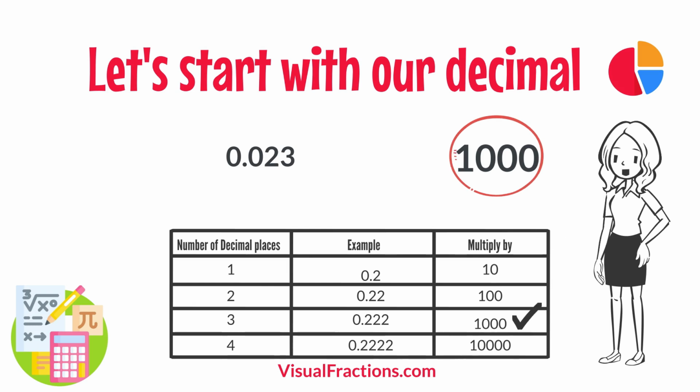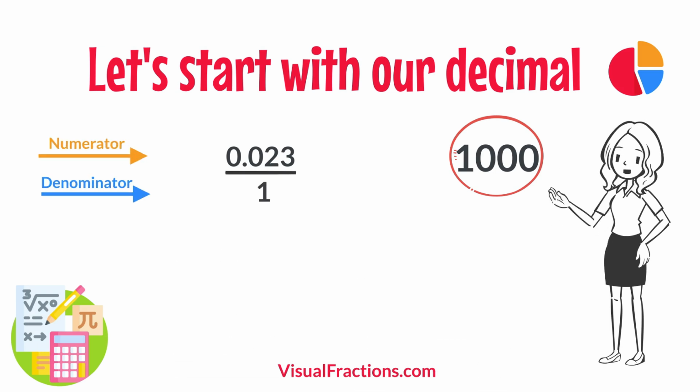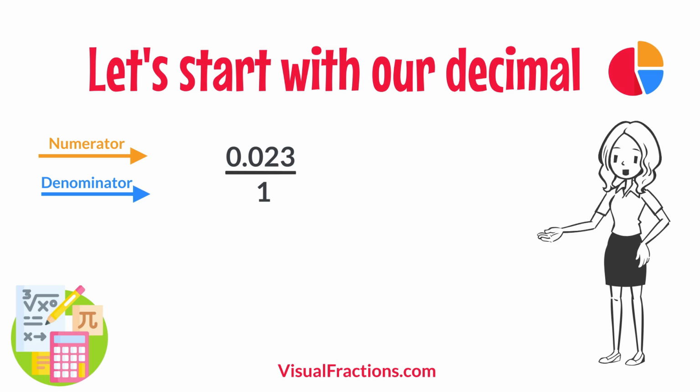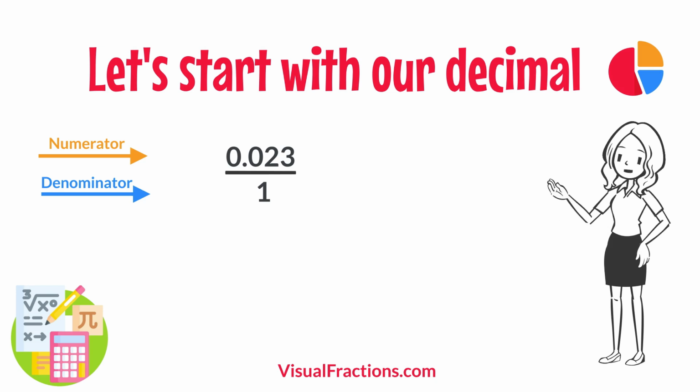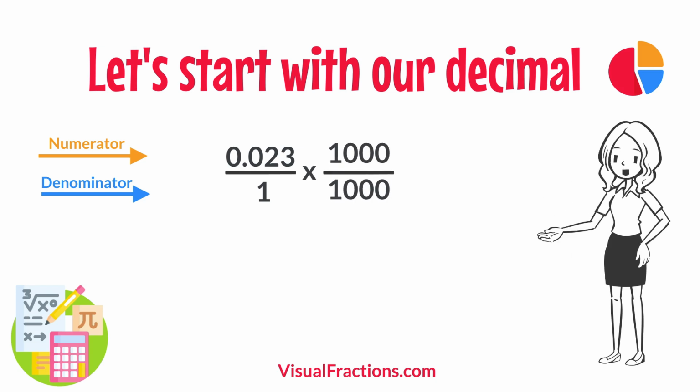To convert this decimal into a fraction, you initially put 0.023 over 1, essentially treating the decimal as the numerator in a fraction where the denominator is 1. This sets up the conversion process where we multiply both the numerator, 0.023, and the denominator, 1, by 1000 because there are 3 decimal places.